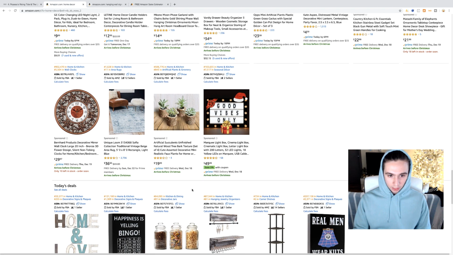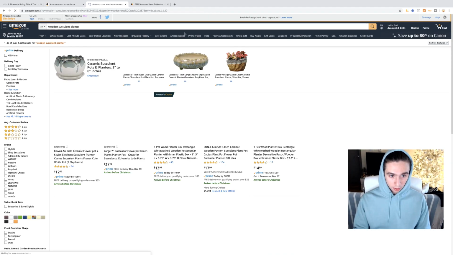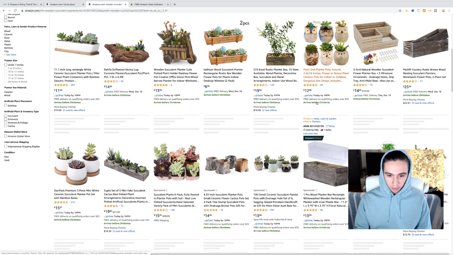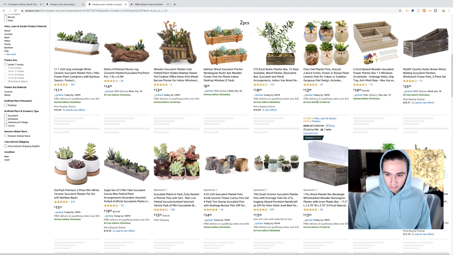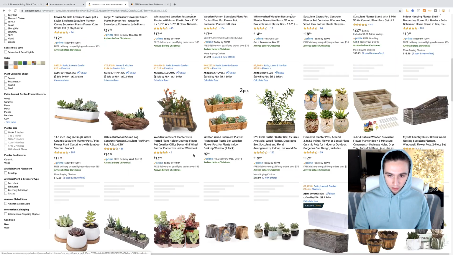How would I search that though? So unfinished natural wood, wooden succulent pot. Wooden succulent planter. Okay, so this brought us to the bigger version of that market. Specifically, it was like these, succulent planter wooden, so we got pretty close.